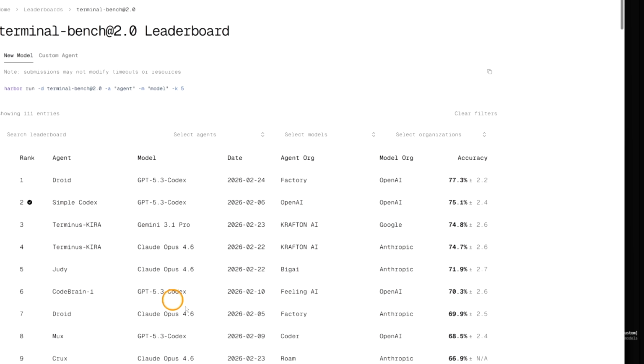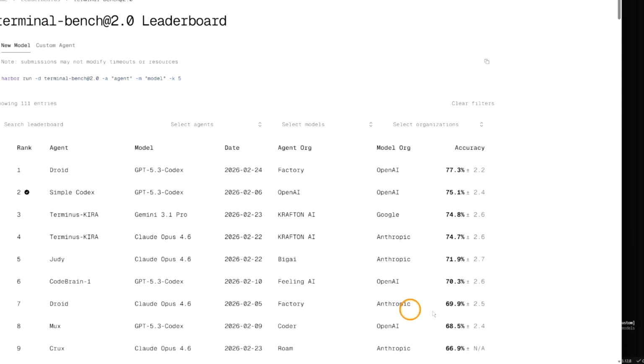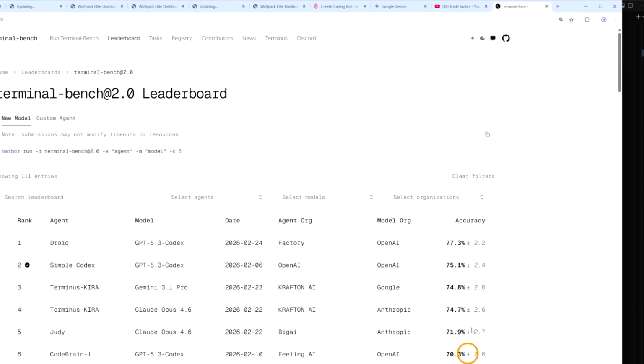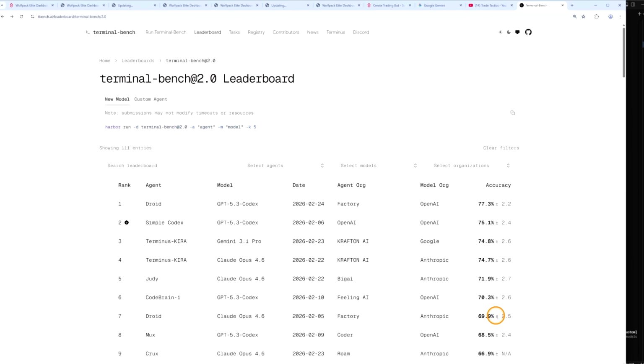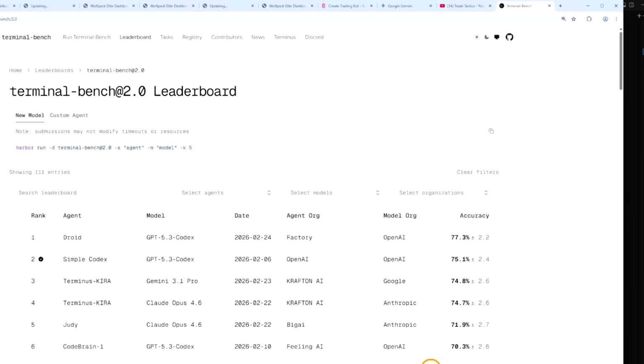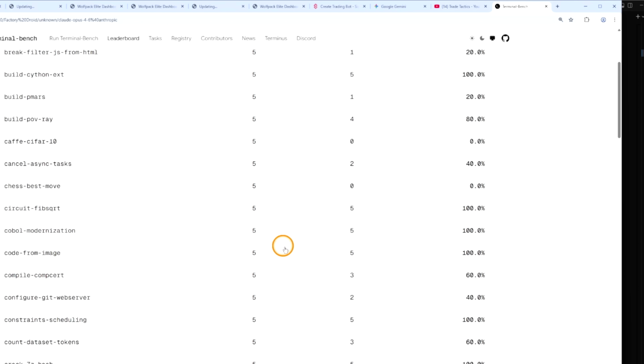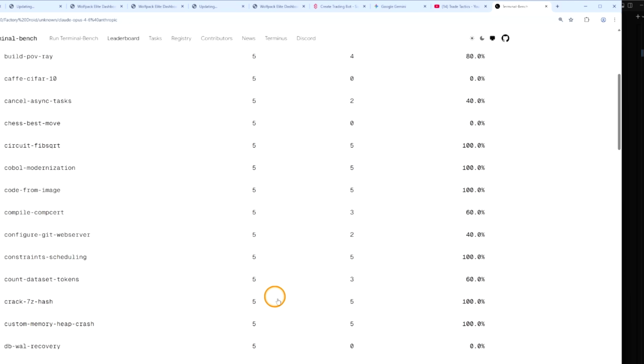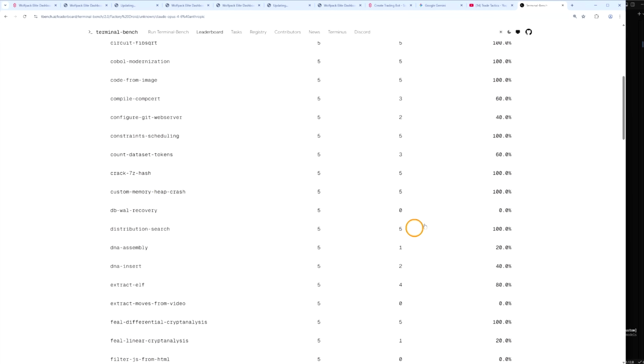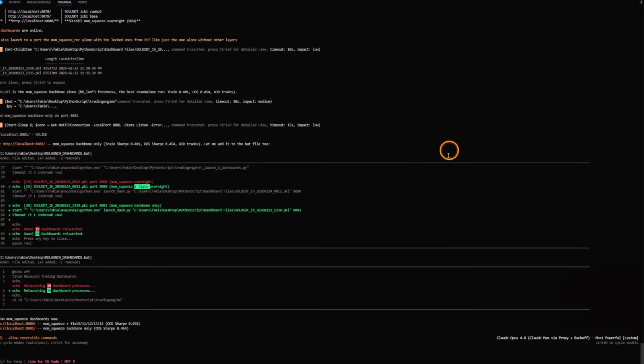Now, I'm using Droid with Claude Opus 4.6, so it's a little bit lower down at only 70% versus 77%, meaning it only solved 70% of the coding problems given to it. But the kind of coding problems it's able to solve are analogous to the work that I'm doing, so it's good enough for me. And also, I really like the Claude ecosystem.